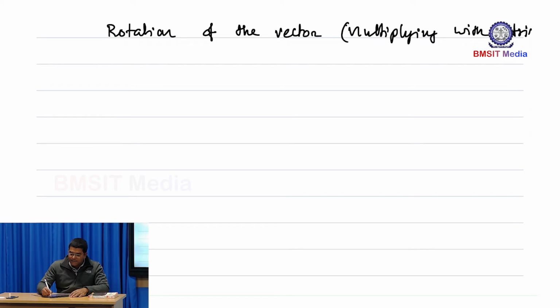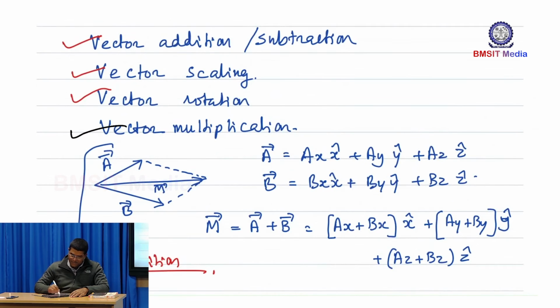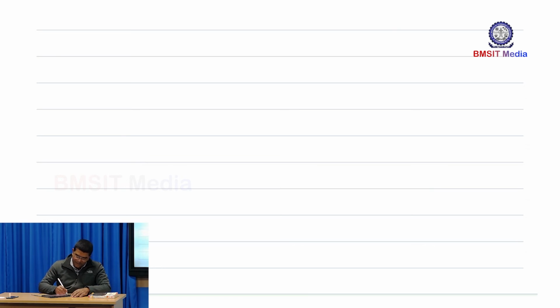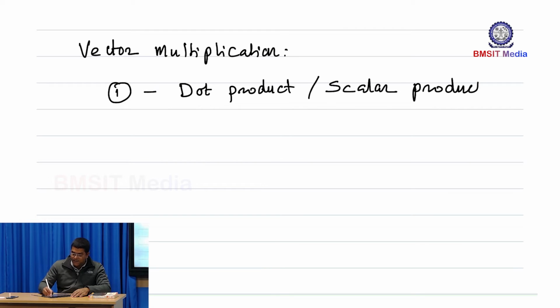And now let us also see the last operation, that is vector multiplication. When you talk about vector multiplication, we have two types of multiplication. The first one is the dot product or scalar product, and the second one is the cross product or vector product.